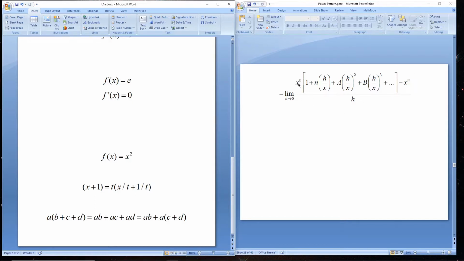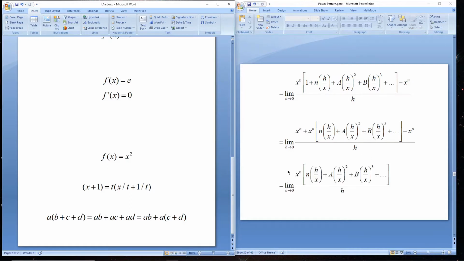This x to the n, we're only going to distribute it to this 1. And why would we do that? Because then we would have x to the n minus x to the n, and those will subtract out. So the x to the n I'm only distributing to the 1, there it is. And the x to the n I'm not going to distribute to everything else, so now I put the parentheses around that. And now these x to the n's subtract out, and they're gone.